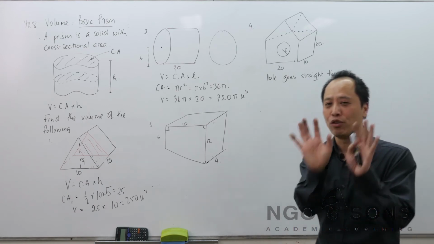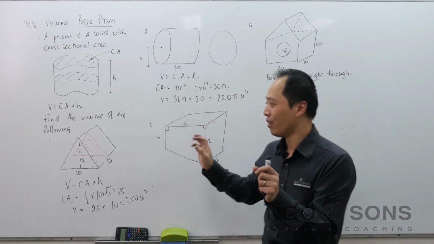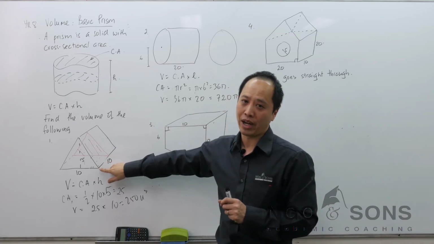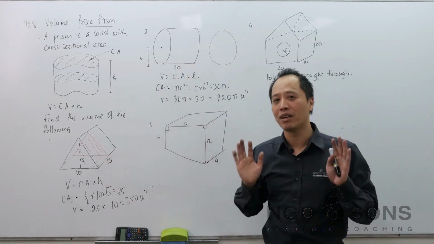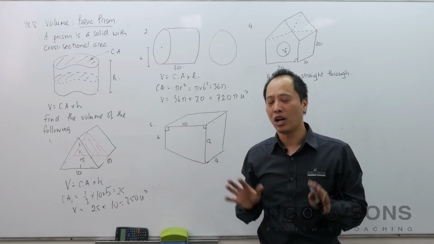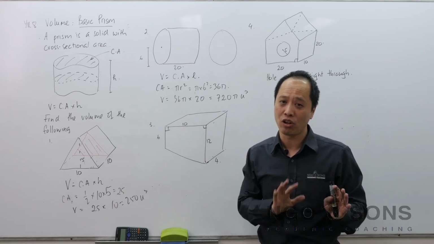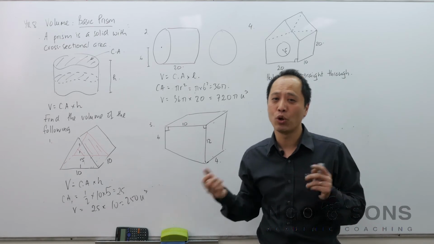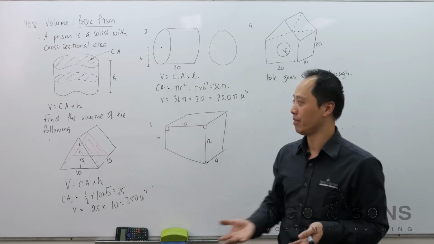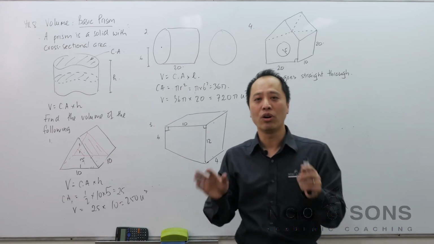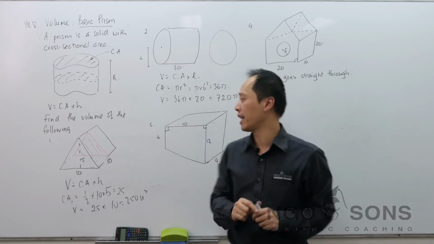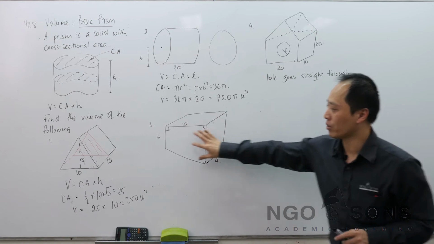So I hope what you've learned here is that, note, I didn't call this a triangular prism. Note, I didn't call this a cylinder, because I really don't care what the shape is called. I just want to know whether the solid is a prism or it's not a prism. If it's a prism, then the volume is the cross-section area times the height, or the cross-sectional area times the length. Okay, now let's look at this one.